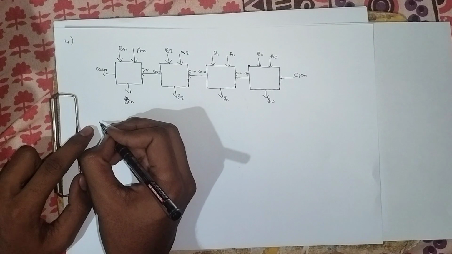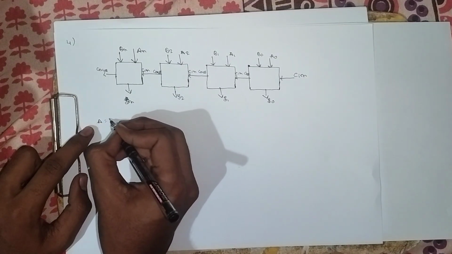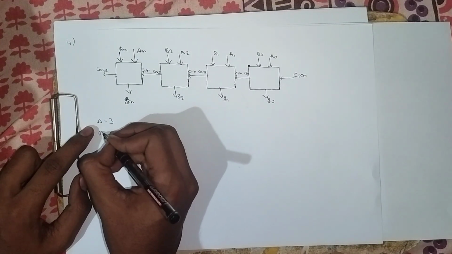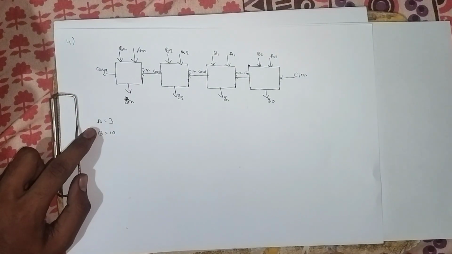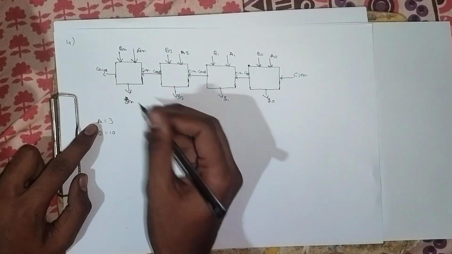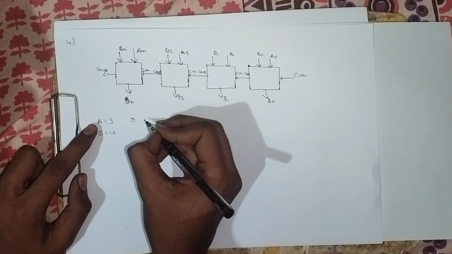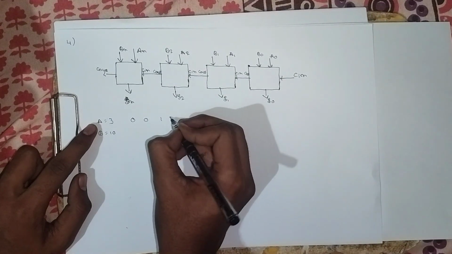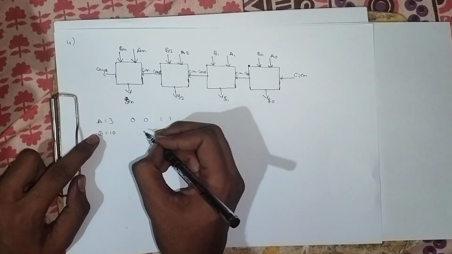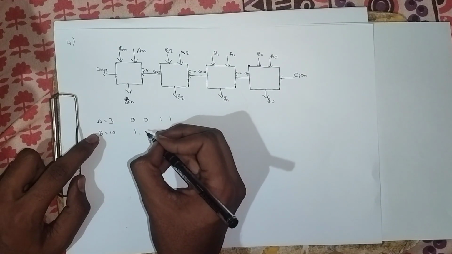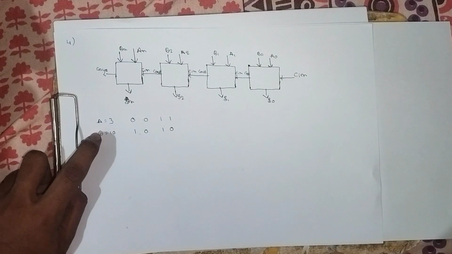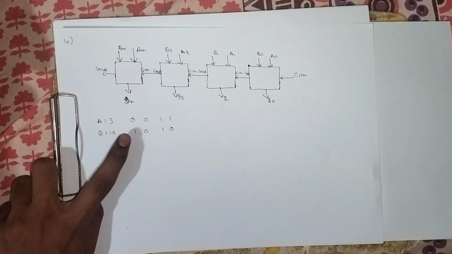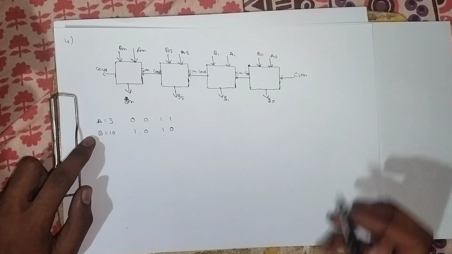So let us understand this by taking an example. Let us consider A is equal to 3 and B is equal to 10, and we shall write these in binary form. The binary form of A becomes 0, 0, 1, 1. The binary form of B becomes 1, 0, 1, 0. Now we'll see how to write these in binary form.